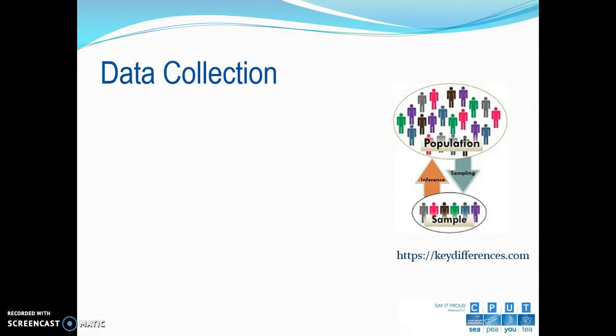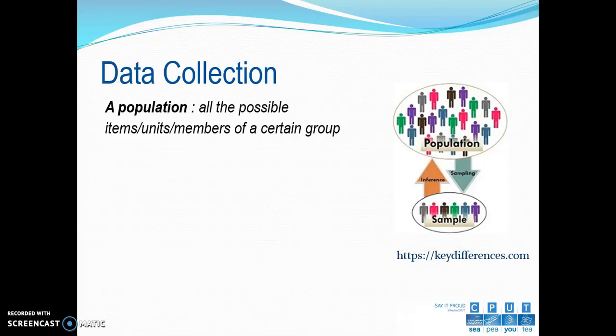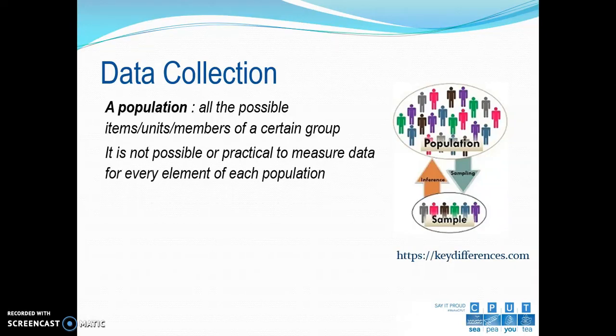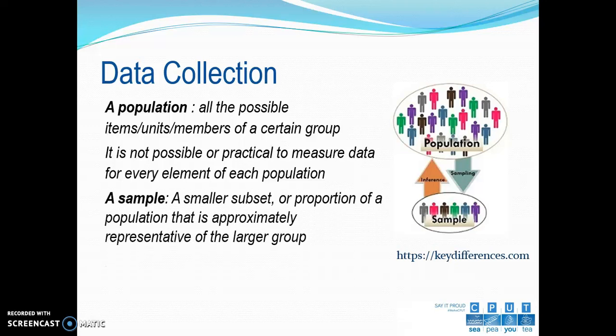Data collection. To understand data collection, there are 2 terms I need to explain. That is, a population and a sample. A population is all the possible items, units, and members of a certain group. However, it is not possible or practical to measure data for every element of each population. Therefore, we have a sample. A sample is a smaller subset or proportion of a population that is approximately a representative of the larger group.